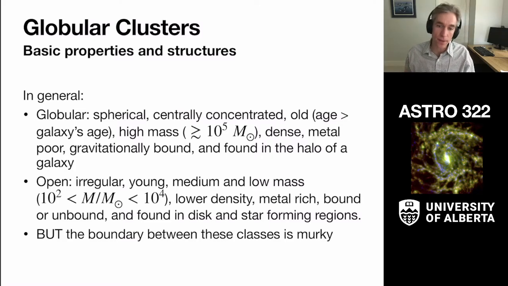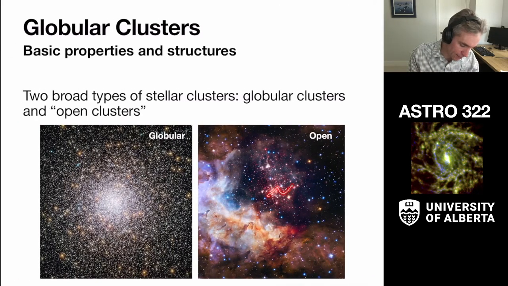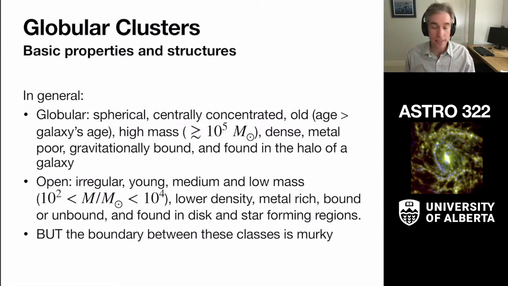Open clusters are the opposite of all those things. They tend to be irregular in shape, so this one doesn't have the nice spherical symmetry that we see in the globular case. They tend to be young, associated with recent star formation, hence the nebulosity and the local interstellar medium. They tend to have lower characteristic masses, 100 to 10,000 solar masses, lower density, and they are metal rich. They can be bound or unbound. We only see the unbound ones when they're young, because otherwise they dissipate into the galaxy. And they are typically found in the disk of a galaxy.